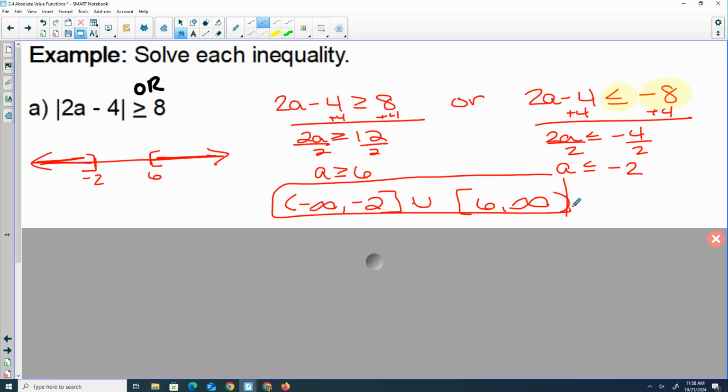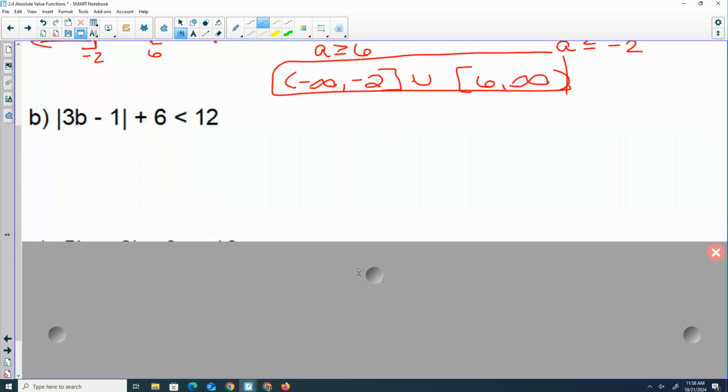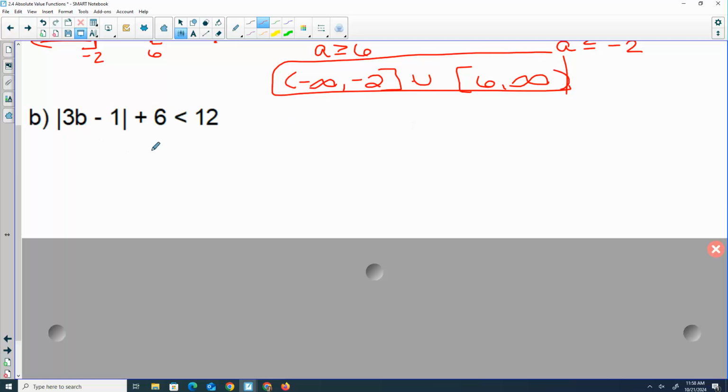All right. Let's look at another one. On B, what is the first step?